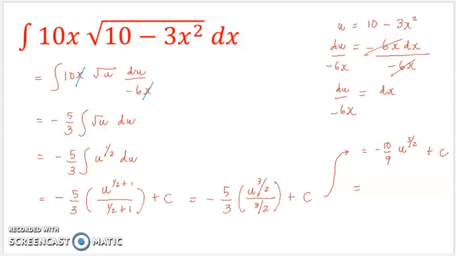And now we can replace our u with 10 minus 3x squared. So it's negative 10 over 9 times (10 minus 3x squared) raised to 3/2 plus c.